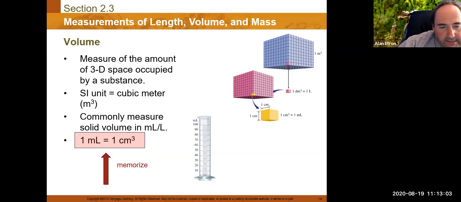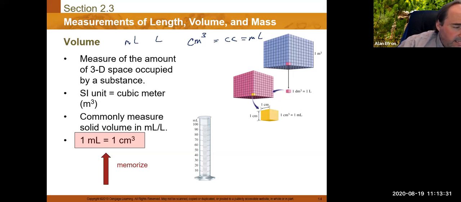Now, milliliters and liters are very common units of volume. Another very common unit of volume that we come across a lot is a cubic centimeter. A cubic centimeter is also sometimes written as cc, which stands for cubic centimeters, and that is also equal to a milliliter. They're all basically the same. So 1 milliliter is the same as a cubic centimeter.